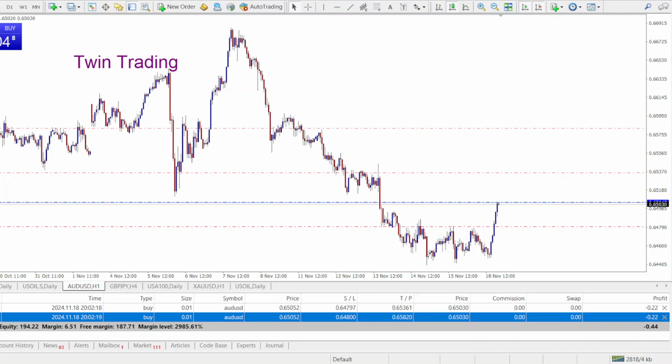And then lastly, adjust your risk properly. Always calculate your position size based on your risk tolerance and account size. Over leveraging is a big no. Now, by incorporating these tips, you'll build confidence in your trading process and improve your long-term performance.